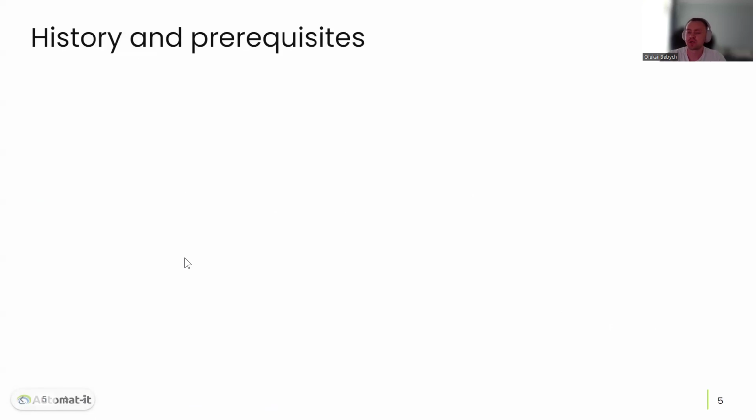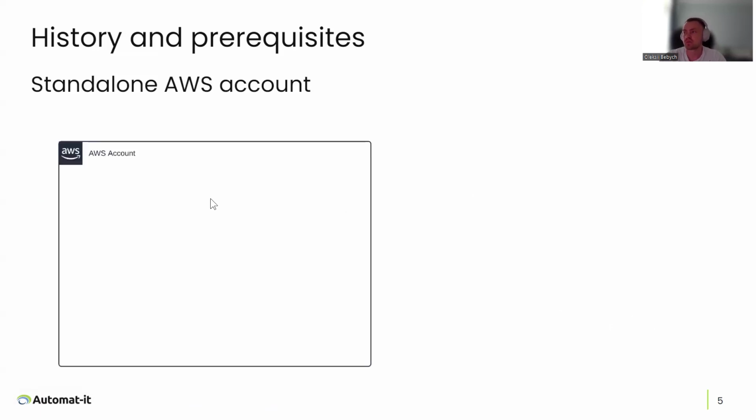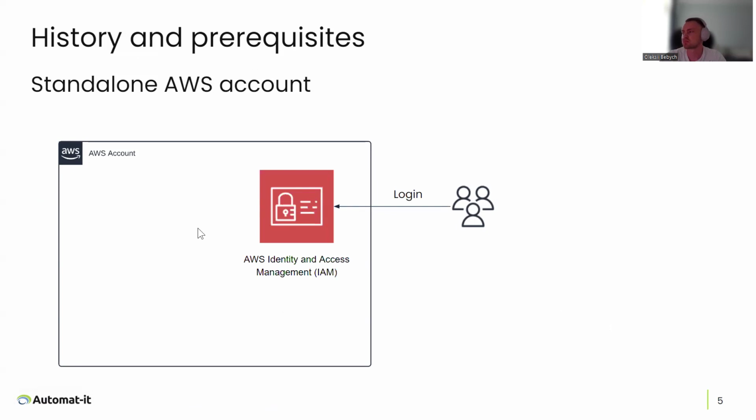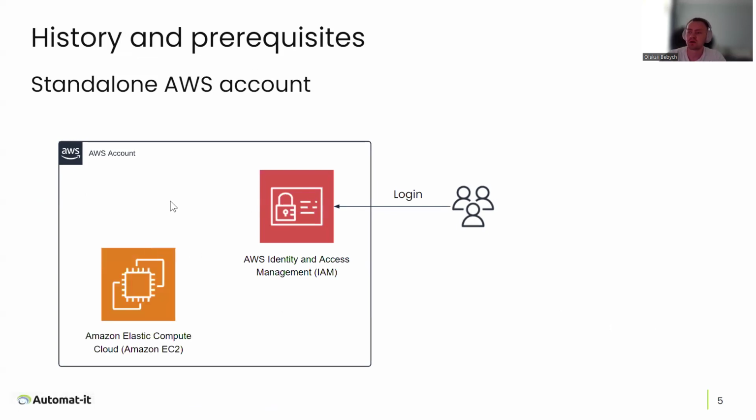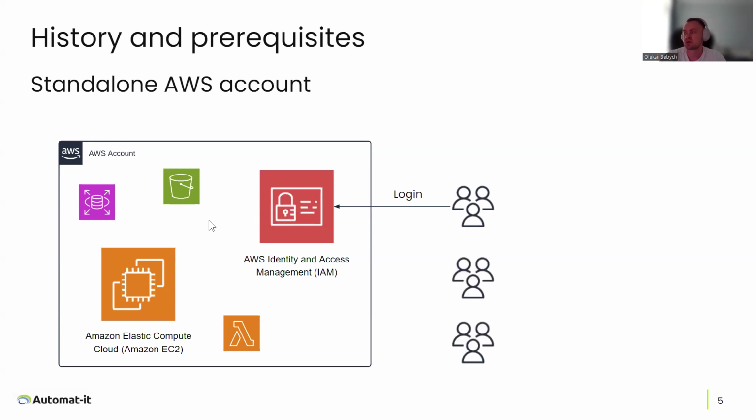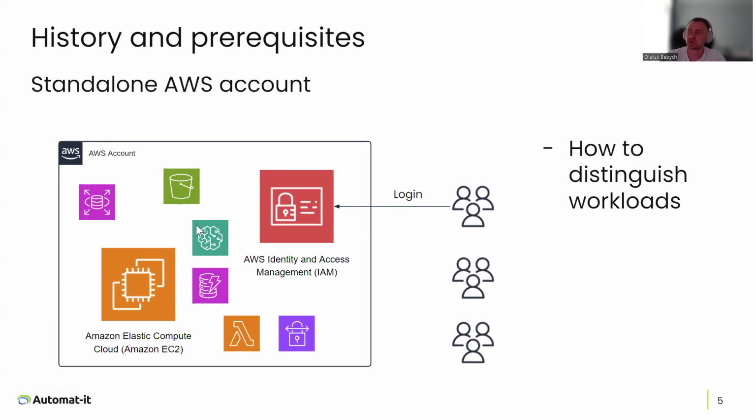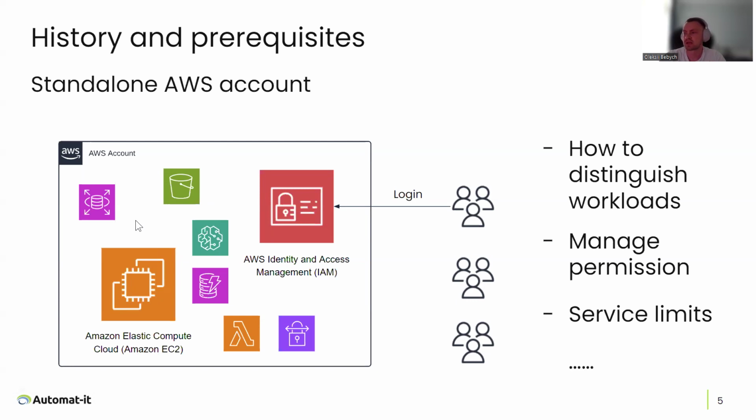So let's start from history, how it was in the past. There was a standalone AWS account. A team of people just opened an account, used IAM users to directly log in there, create some resources, virtual machines, Lambda functions, databases, storages. Then the company grows, new teams appear. They also log into the same account, create their own resources. And here, the questions arise: how to distinguish workloads from different teams, how to efficiently manage permissions, how to deal with service limits, and others.